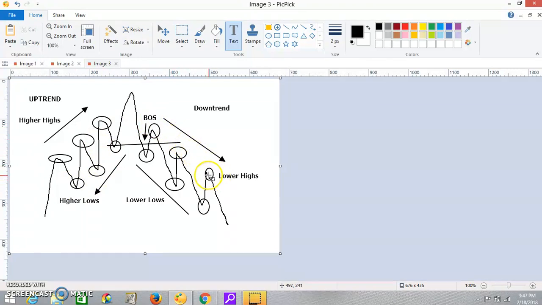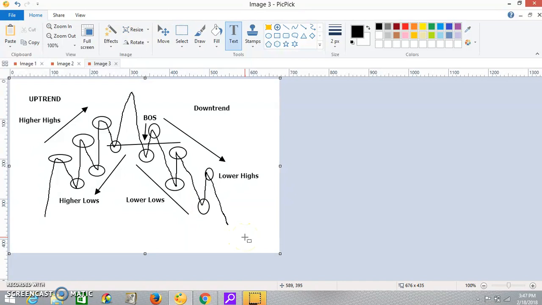Now the downtrend: on a downtrend, it creates lower highs, this high is lower than this high, and lower lows. On lower lows, this low is lower than this low, and this low is lower than this low right here. That's how you can basically tell if you're in an overall downtrend. A downtrend, as I said before, creates lower highs and also lower lows. This low is lower than this low, this low is lower than this low, and it keeps going.